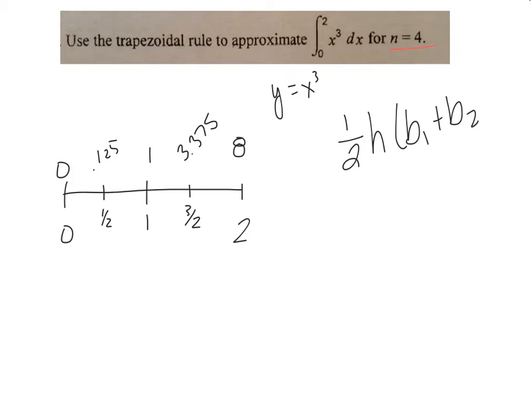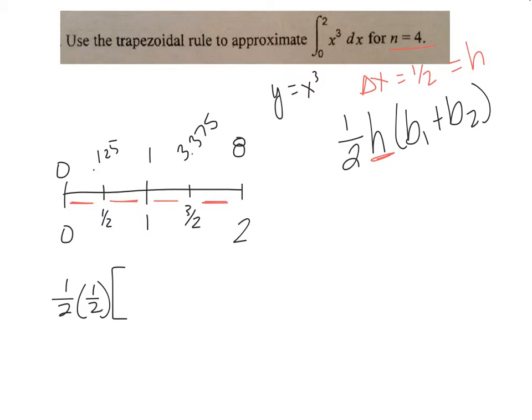Okay, so for a trapezoid, my formula is 1/2 height times base 1 plus base 2. There are some tricks to this, but my height for all of these is this width right here, my delta x. My delta x is going to be 1/2, so that is equal to h. So in my big formula for the trapezoid rule, this area is going to be 1/2 from the outside times another half from my h, and then I'm going to have my bases.